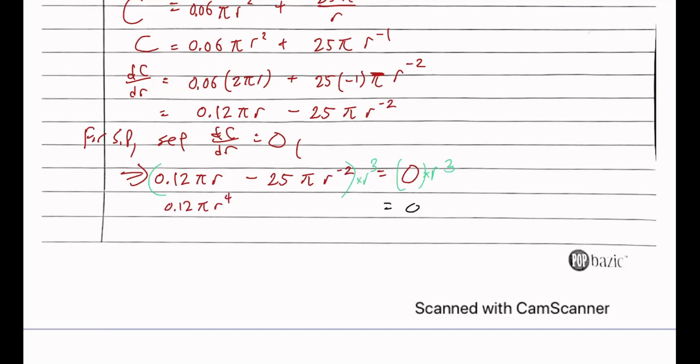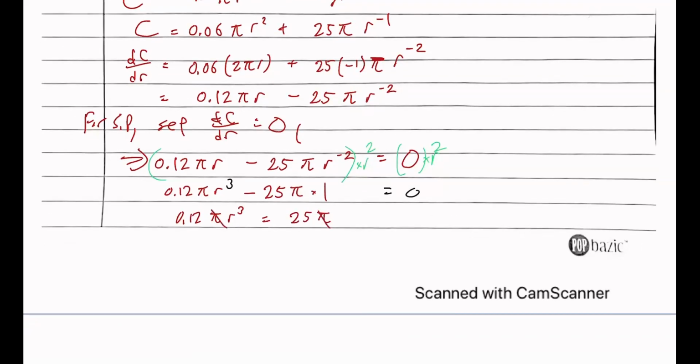That might be a bit too high. I don't need power 3, I just need power 2. Sorry, let's change it. So r power 2 plus 1 is 3. Minus away 25 pi times r power -2 times r power +2. You get r power 0, which is just 1. Okay, very good. 0.12 pi r cube will now be equal to positive 25 pi.